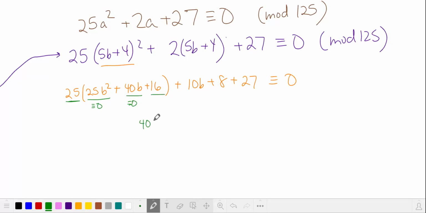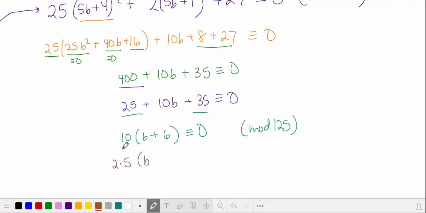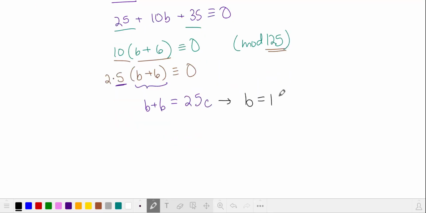This third term gets us 400. This is 25. These two add up to 60, so I'll factor out a 10. This means that the product of these two factors is going to be a multiple of 125. The 10 will have one 5 in it, and we need 2 more 5s in the prime factorization of b plus 6. So b plus 6 is a multiple of 25. A solution here is b equals 19.